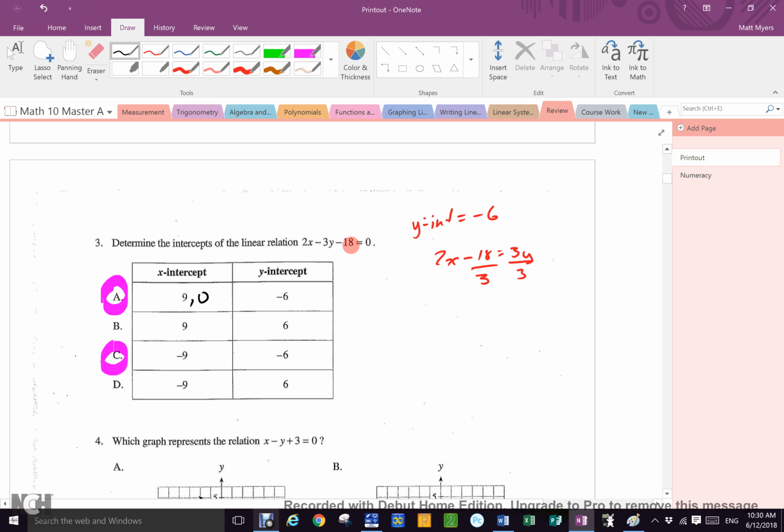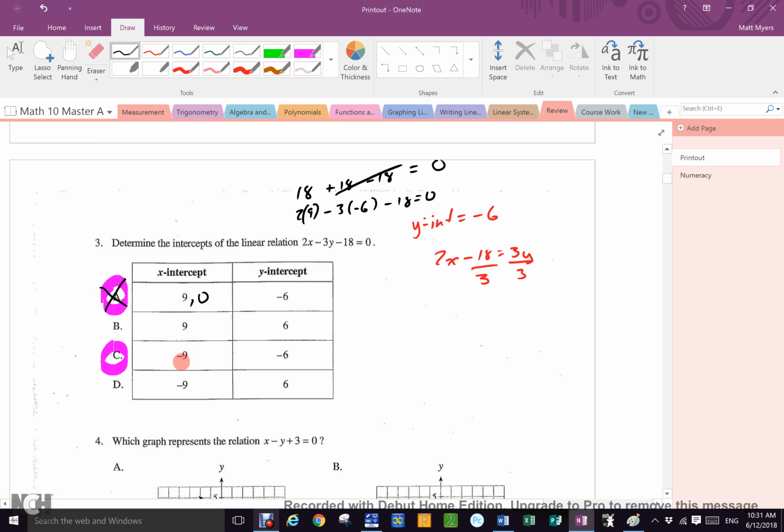Well, here's my equation, right? We already know the y-intercept is negative 6. So the x-intercept is 9. So that's 2 times 9 minus 3 times negative 6 minus 18 equals 0. What's 2 times 9? 18. What's negative 3 times negative 6? Positive 18 minus 18. Well, 18 minus 18 disappears. Does 18 equal 0? So can it be A?